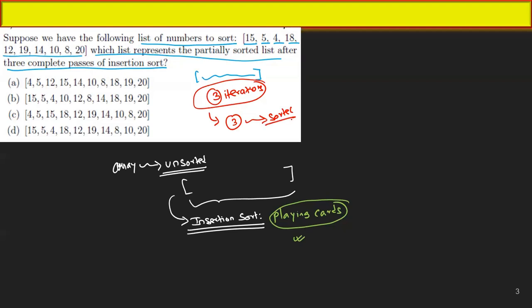அப்ப first 3 cards sort ஆயிருக்குன்னா you are taking 15 5 4 in hand. First 15 எடுக்கிறீங்க, அடுத்தது 5 வருது, 5 முன்னாடி போய்டும், அடுத்தது 4 வருது, 4 முன்னாடி போய்டும். So 4 5 15 will be in the starting level.